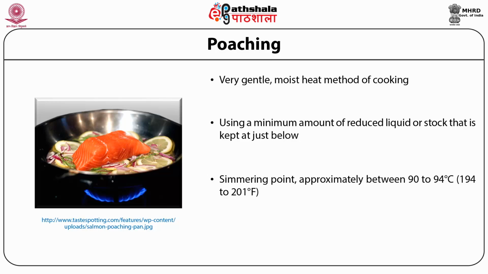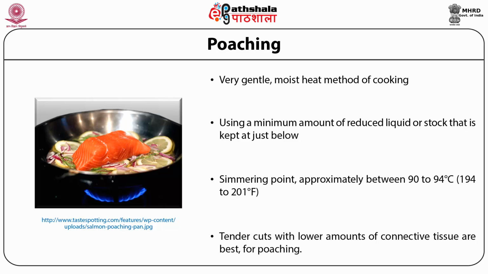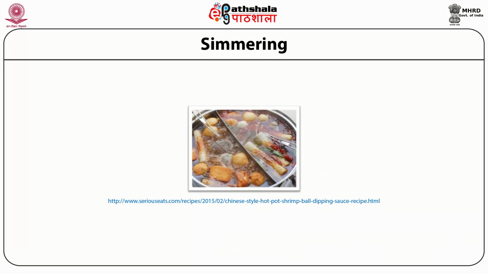Poaching can be done on the stove, in a pan, in a bread pan, or in a covered dish in the oven at between 160 to 180 degrees Celsius. Poaching temperatures are lower than those used for simmering, and poaching times are shorter. Tender cuts with low amounts of connective tissue are best for poaching.